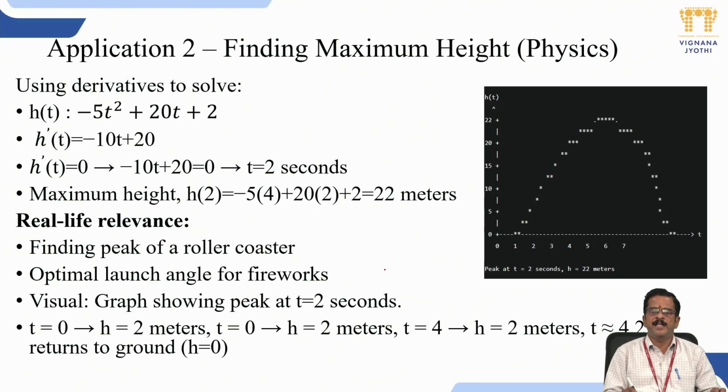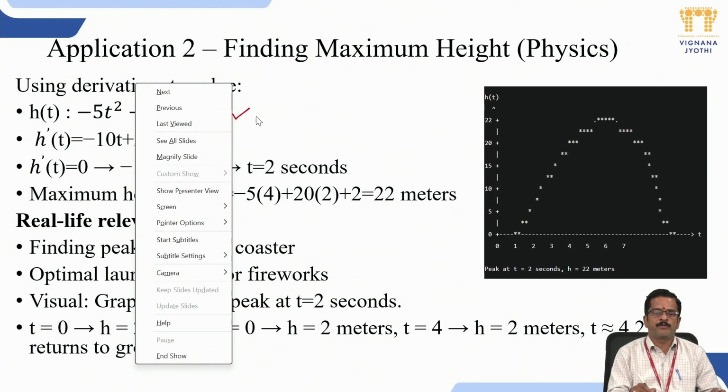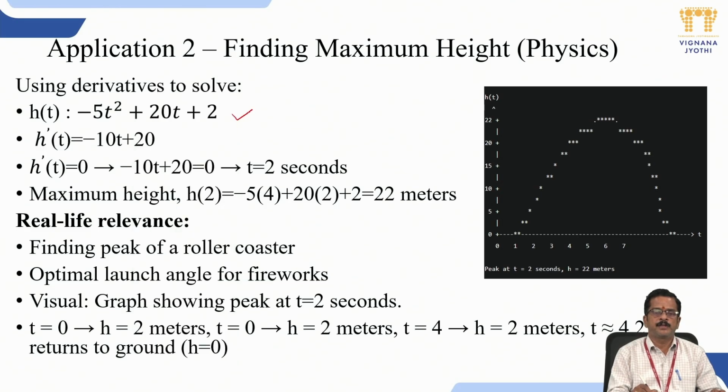Next application, finding maximum height. Previously we got a function h of t, whose derivative is h dash of t. If you want to evaluate the maximum height, then set the first derivative equal to 0. From that we find the t value, where t is the time. So at time 2 seconds, the ball will reach its maximum height.